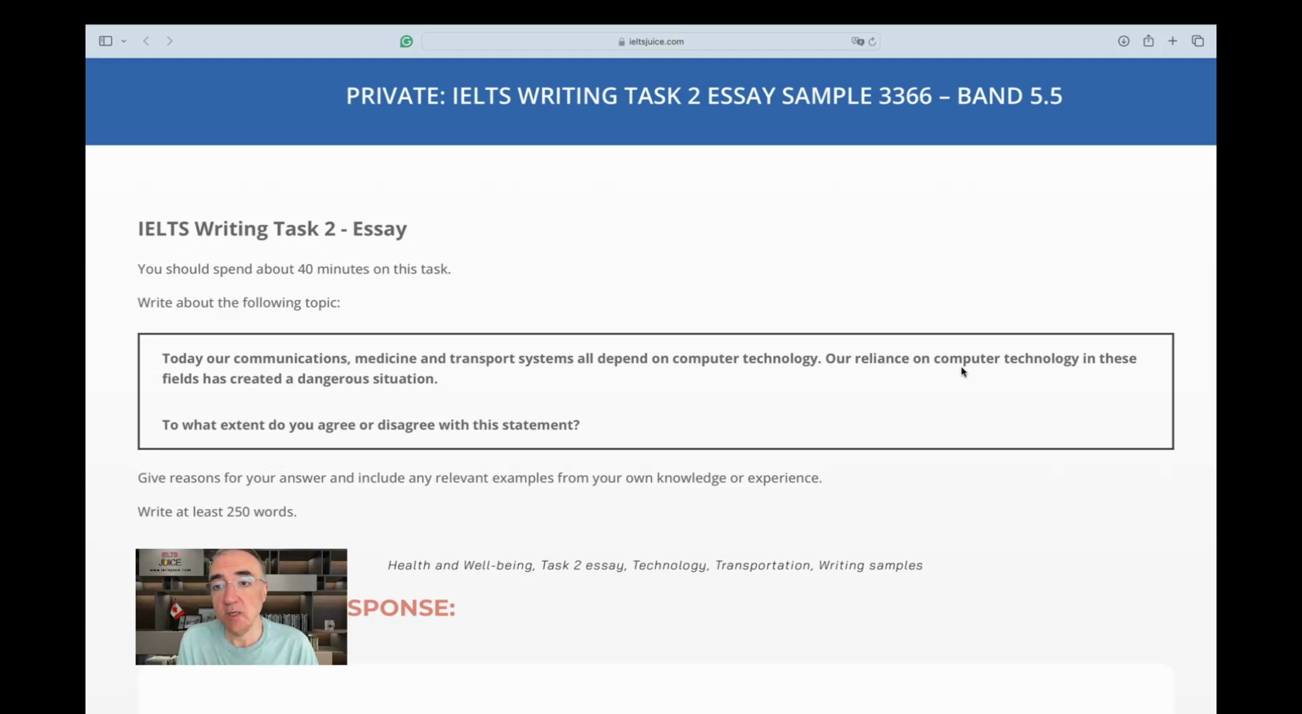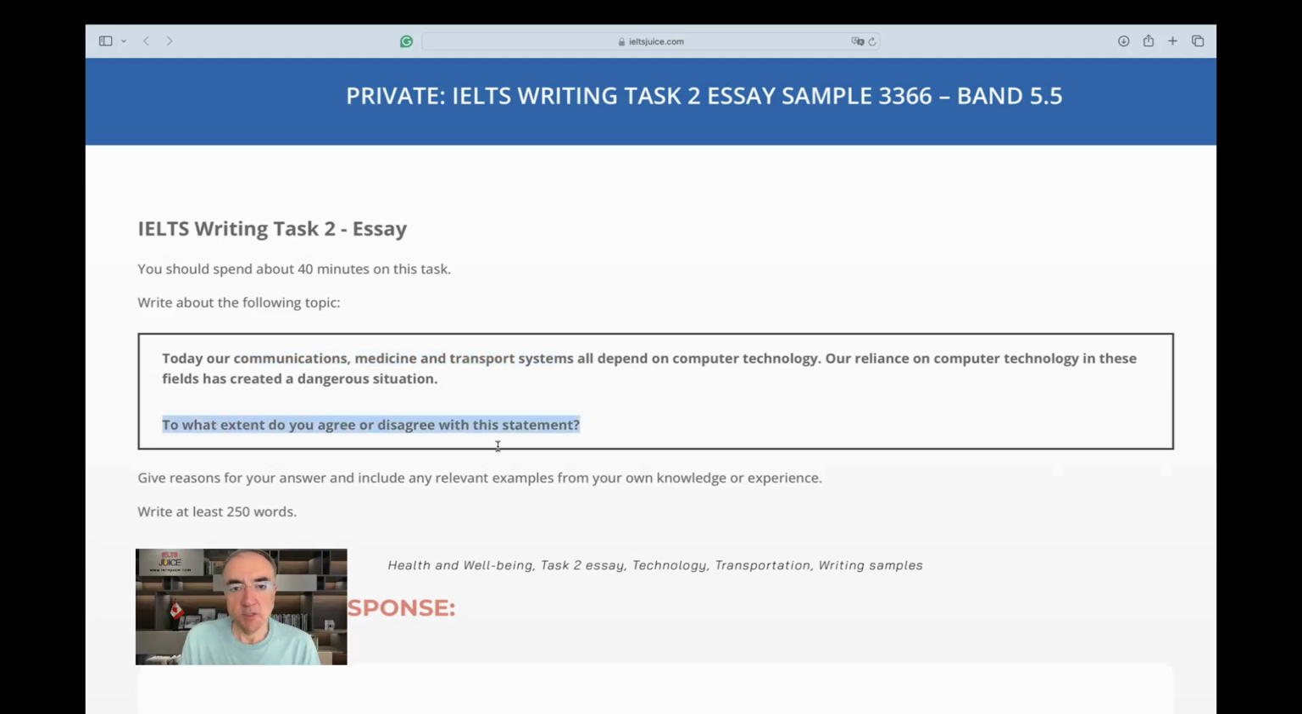The rubric says, our reliance on computer technology in these fields has created a dangerous situation. So the rubric is correct. Always at IELTS, the rubric presents us with something that IELTS believes is a fact, is a factual point. And based on the fact, we know this technology is evil because we are too much reliant on it. And in these specific 3 fields, we found ourselves in a dangerous situation.